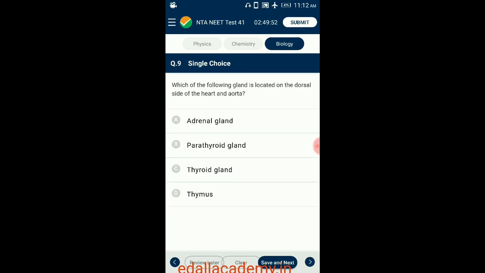Question number 9. Which of the following glands is located on the dorsal side of the heart and aorta? The thymus gland is a small organ behind the breastbone that plays an important function in both the immune system and endocrine system. Though the thymus begins to atrophy, generally called decay, during puberty, its effect in training T lymphocytes to fight infections and even cancer lasts for a lifetime. So the answer for this question is option D, thymus.